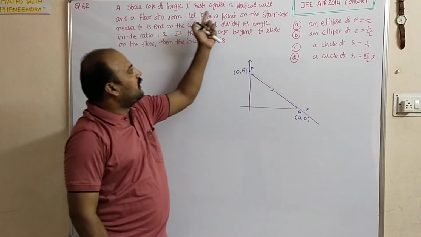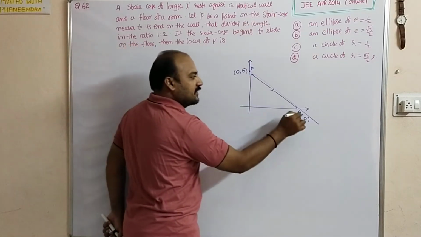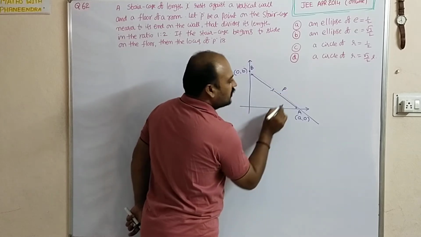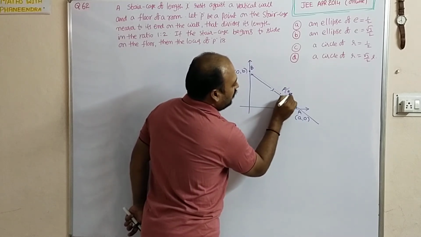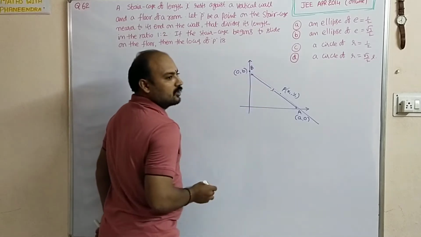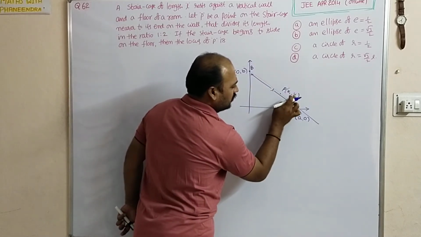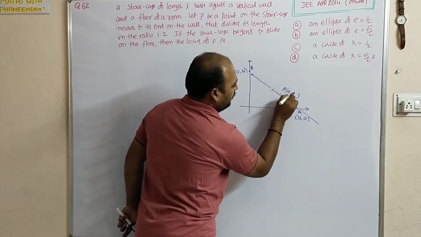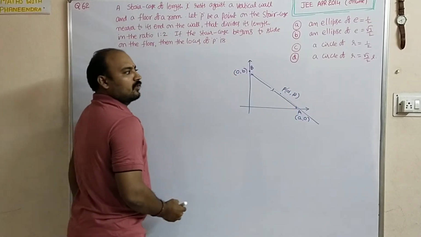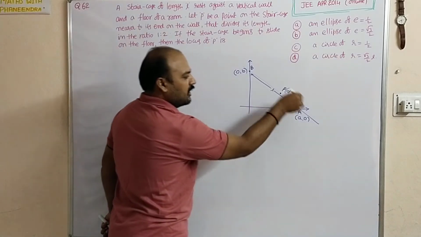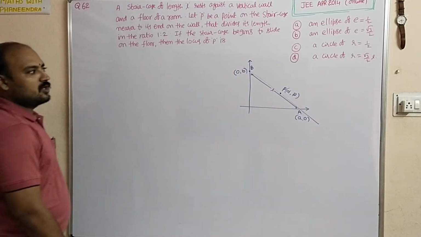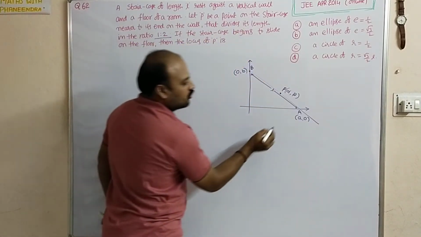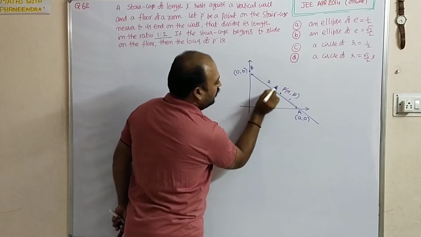After that, let P be a point on the staircase. This is the staircase, AB is a staircase. Let P be a point P of some x1, y1. Again it is difficult to understand that, so take alpha, beta, which is better. Let P of alpha comma beta be any point on the staircase. So P divides in the ratio 1:2. From here to here 1 unit, from here to here 2 units.